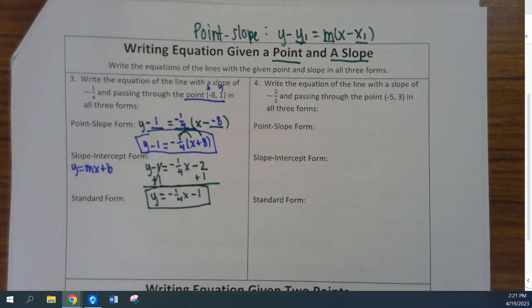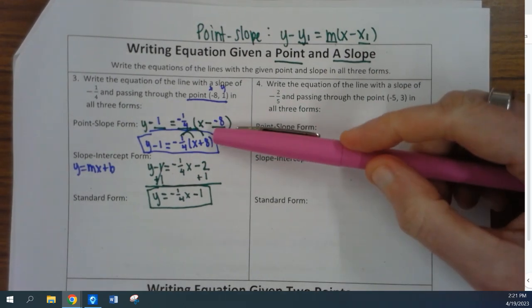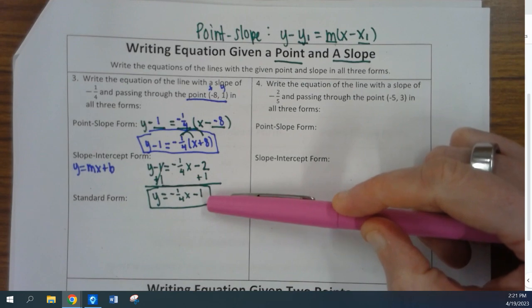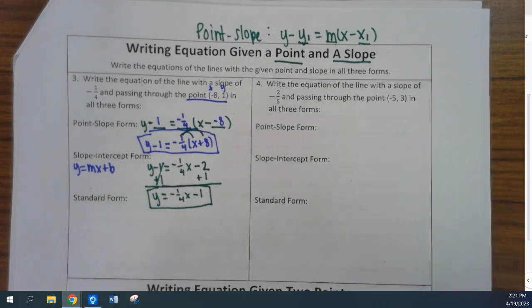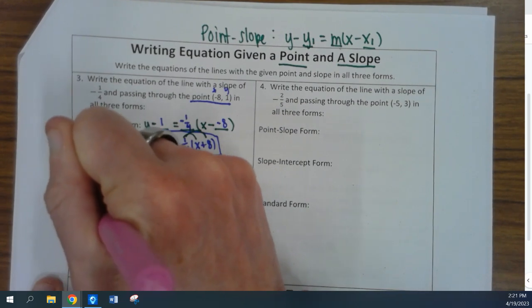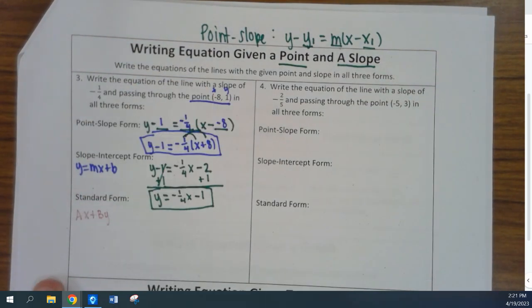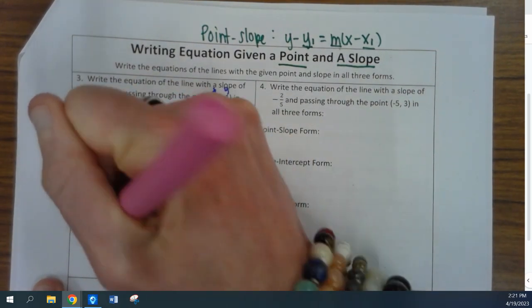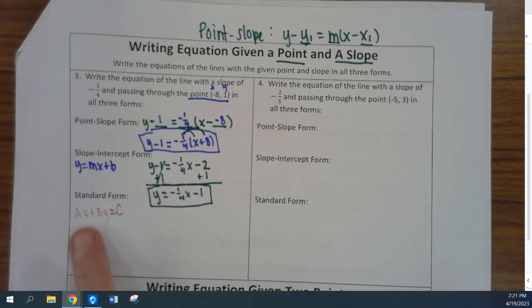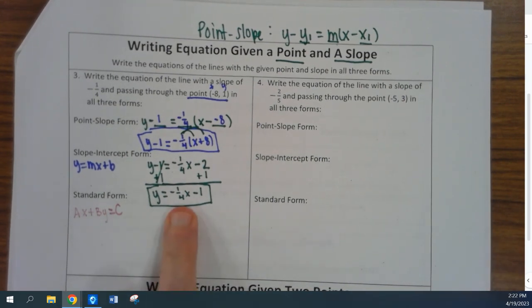Now, this question was a big question because it asked me to not just write it in point slope form and slope-intercept form, but it also wanted standard form. So remember, standard form is where our x's and y's are on the same side of the equal sign, and it equals some constant, some number, and there's no fractions. So let's rewrite this guy.